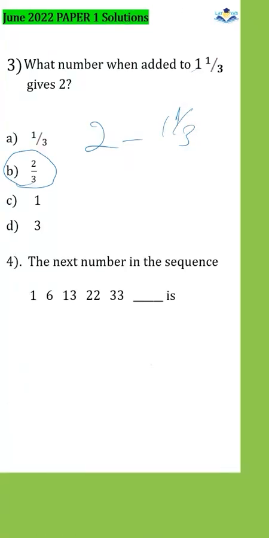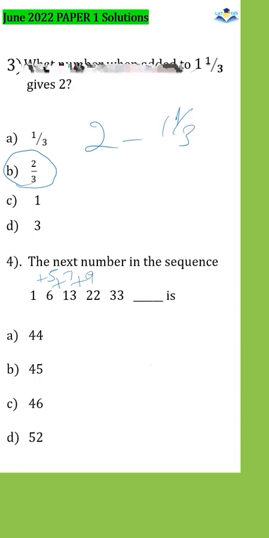Question 4. The next number in the sequence is, well, we can see here that the sequence is increasing. 1 plus 5 is going to give me 6. 6 plus 7 is going to give me 13. And 13 plus 9 is going to give me 22. 22 plus 11 is giving me 33. And 33 plus 13 is going to give me 46. So my answer is C.